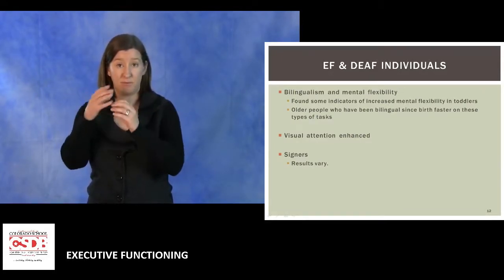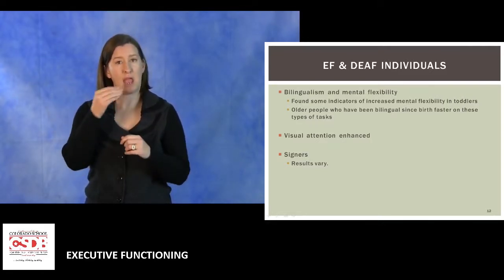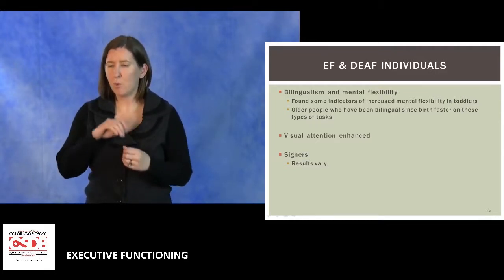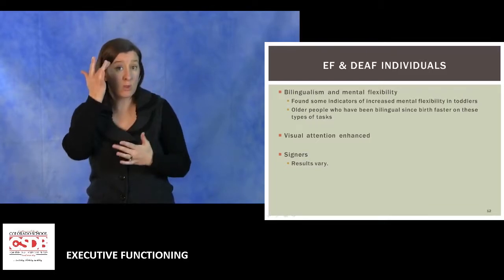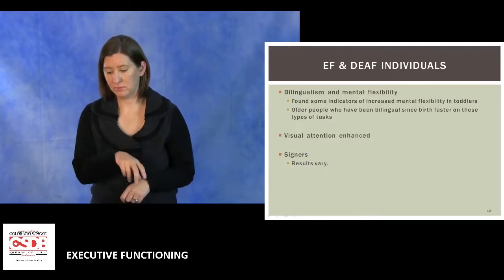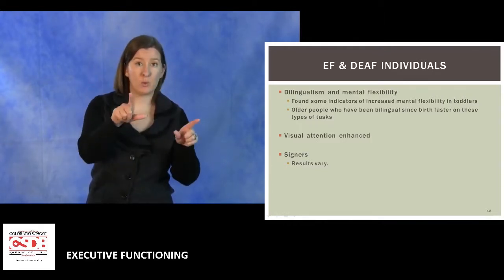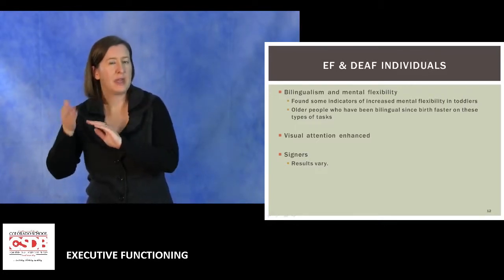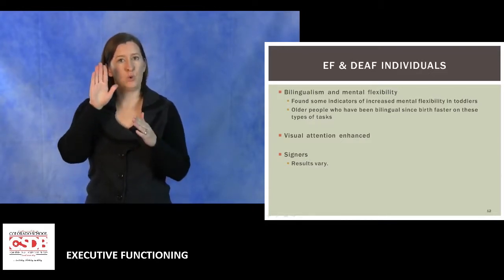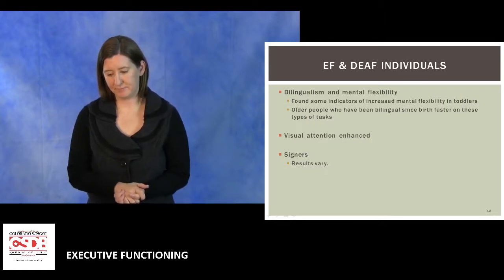Some studies with deaf individuals with EF showed that if they were bilingual and had mental flexibility, they had good relationships, because they can use both languages and go between the two. Also, studies found that when they use one language, the other language is still there, but you have to resist using that other language. So that mental flexibility becomes very strong.